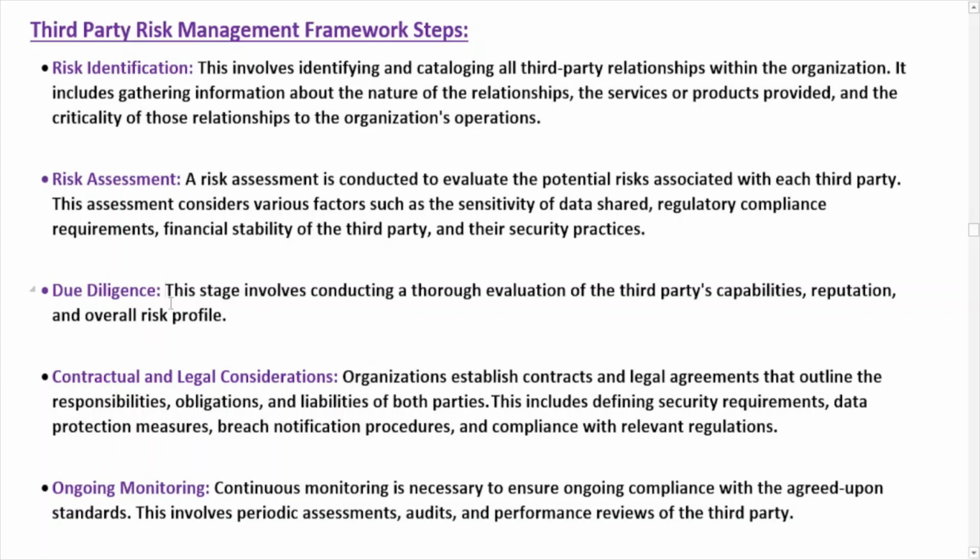Then we have due diligence. This stage involves conducting a thorough evaluation of the third party's capabilities, their reputation, and overall risk profile. In this step, organizations may review the third party's financial statements, their security policies, and their business continuity plans. They also conduct site visits or interviews to ensure compliance with required standards as well.